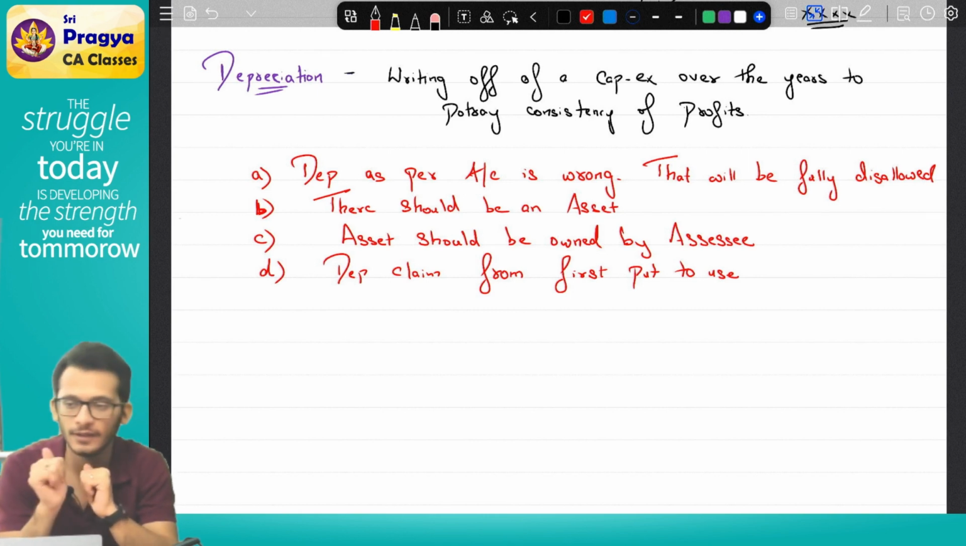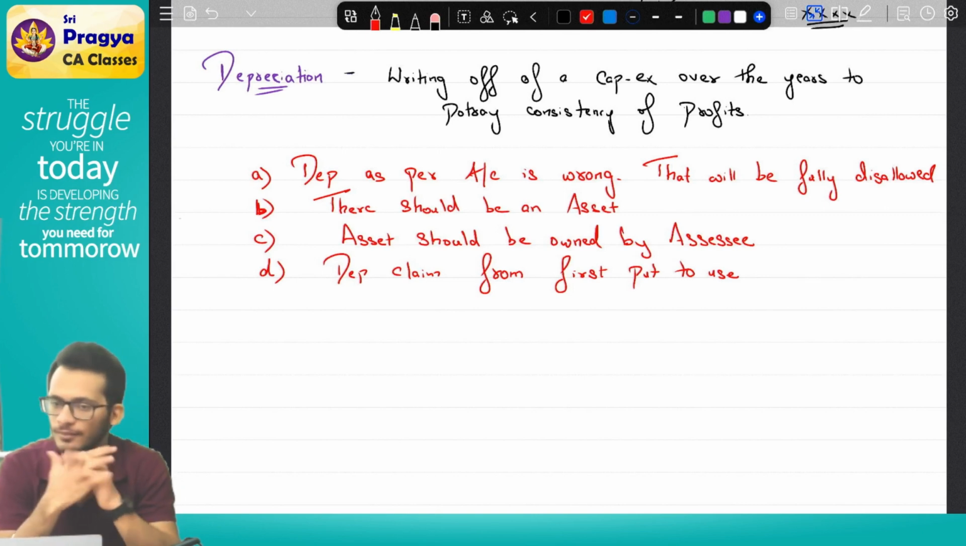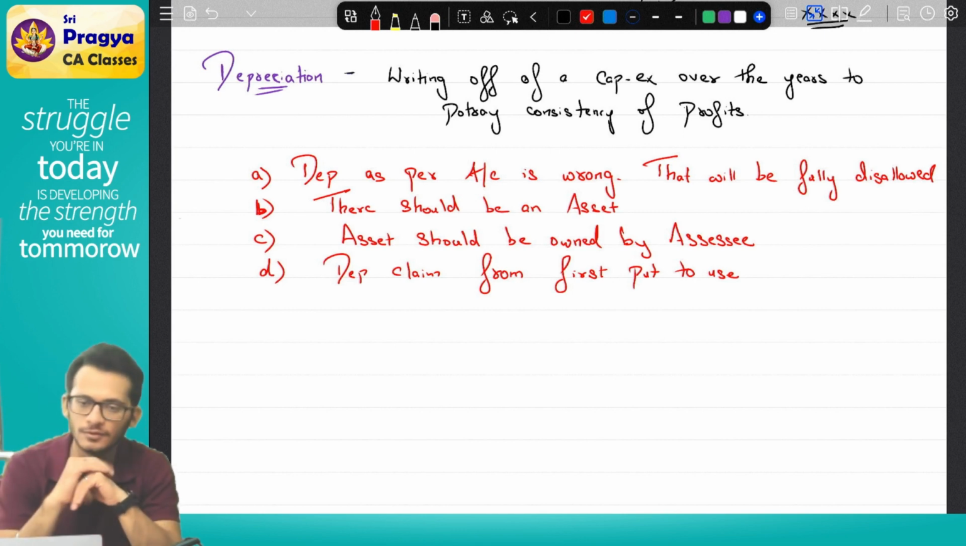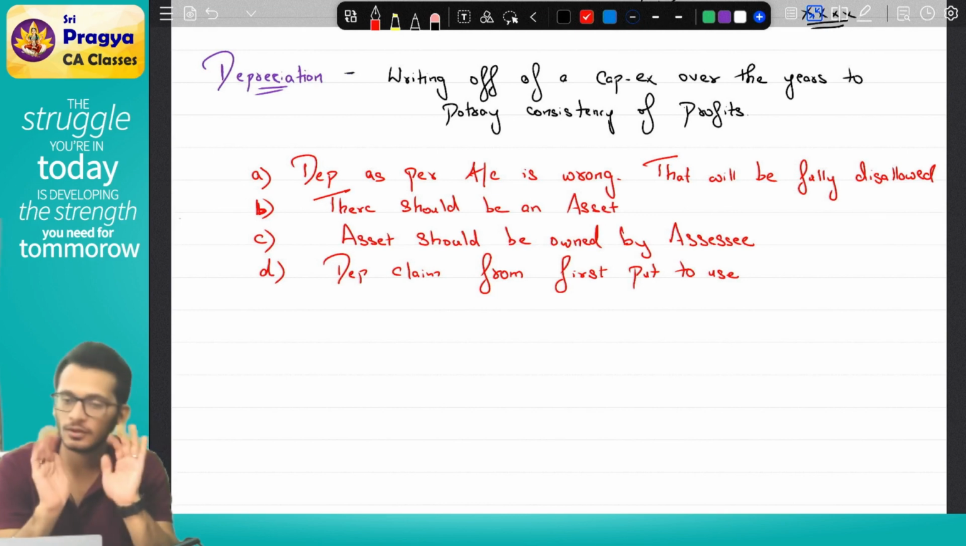It will be charged for the whole year. Why will it be charged for the whole year? Because I am not bothered about how much you used the asset. I am bothered about when you put the asset to use. Which means the date on which you first put it to use becomes your date. That's all. After this, if you don't use the asset also, I am not bothered. I will let you take a depreciation.